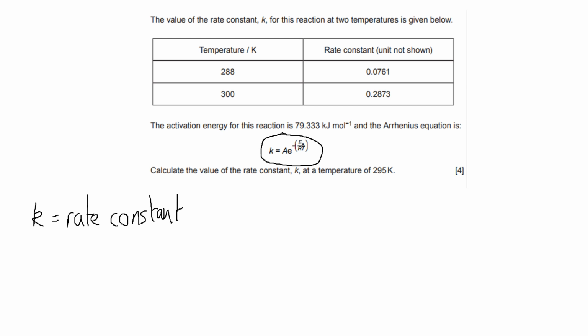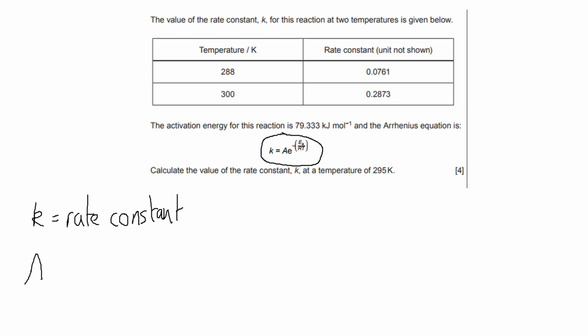So K is your rate constant. The units of the rate constant will depend on the question, as we know. The rate constant unit is variable. So when you have a calculation like this, K is your rate constant, and it says that K equals A.